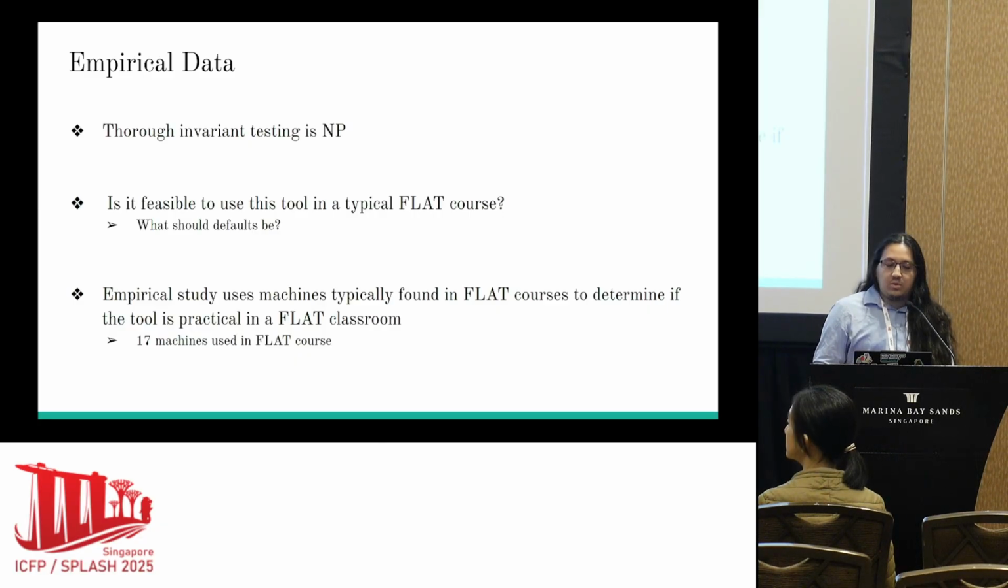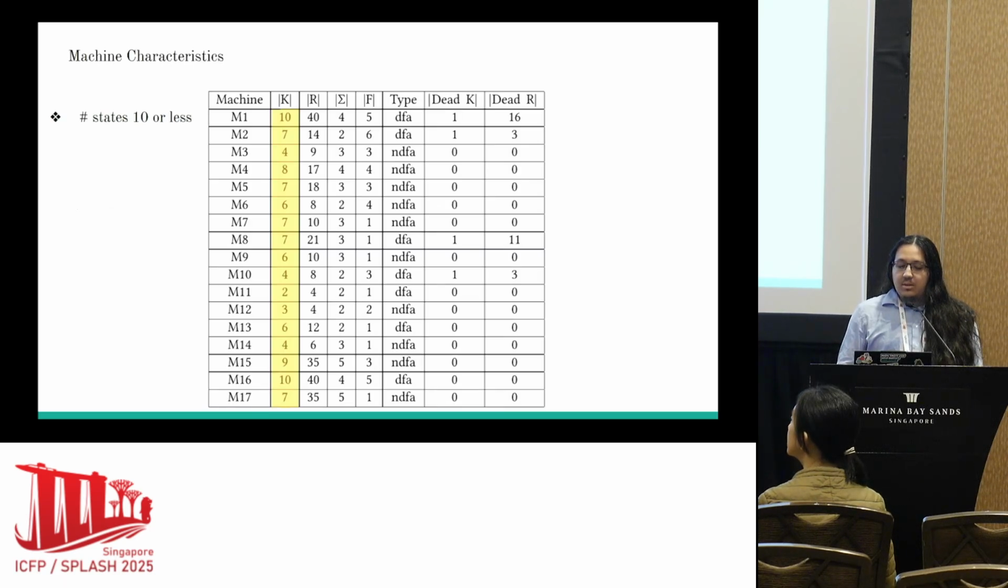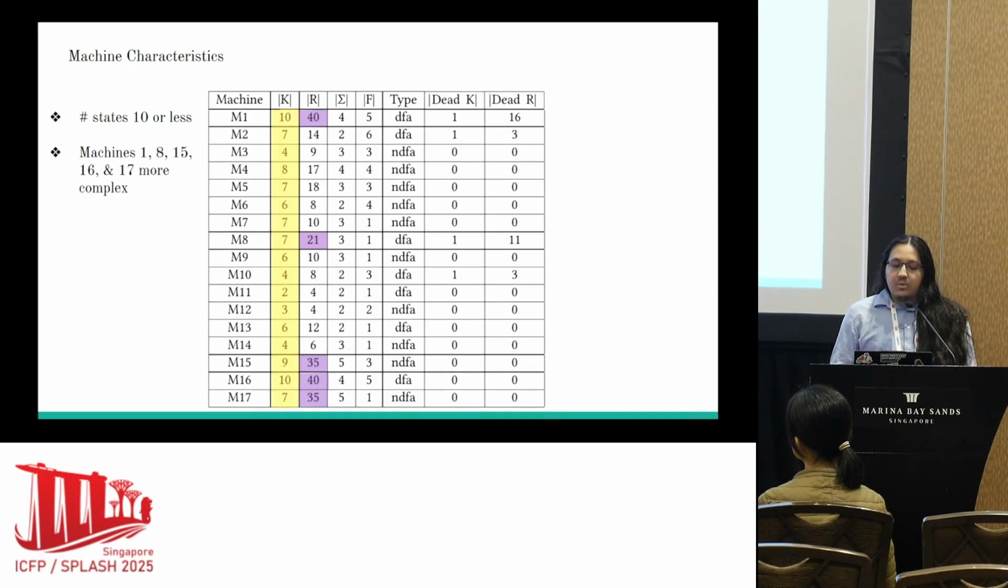There were 17 in total, and you can see the characteristics of these machines on this table here. So we have the number of states, the number of transition rules, the type of machine, and how many transitions are coming in and out of the dead state. And here we can see that these machines are all fairly small, containing 10 or less states, because these were found in introductory flat textbooks. However, some of them are still somewhat complex, containing 20 plus, 30 plus, even 40 transition rules.